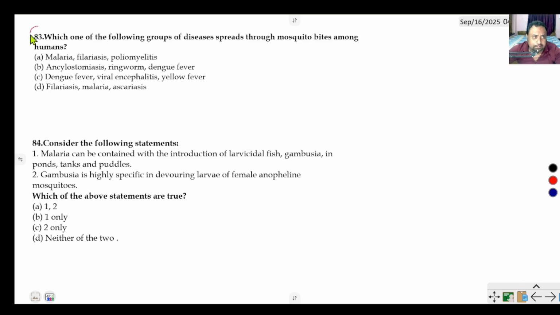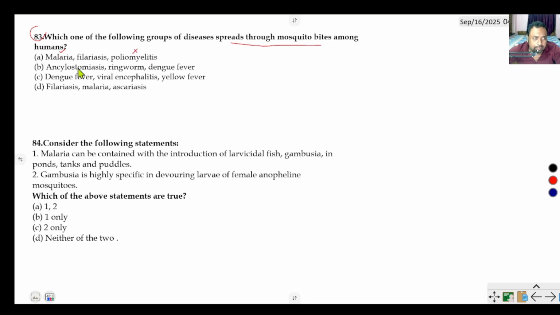83 number question says, which of the following group of diseases spreads through mosquito bites among humans? Malaria, filariasis and poliomyelitis. Malaria by Plasmodium vivax, Plasmodium malariae, Plasmodium ovale, Plasmodium falciparum. This is spread by mosquito. This is right. Filariasis by Aedes mosquito by Wuchereria bancrofti. Poliomyelitis is not spread by mosquito. This is a nervous system disease.